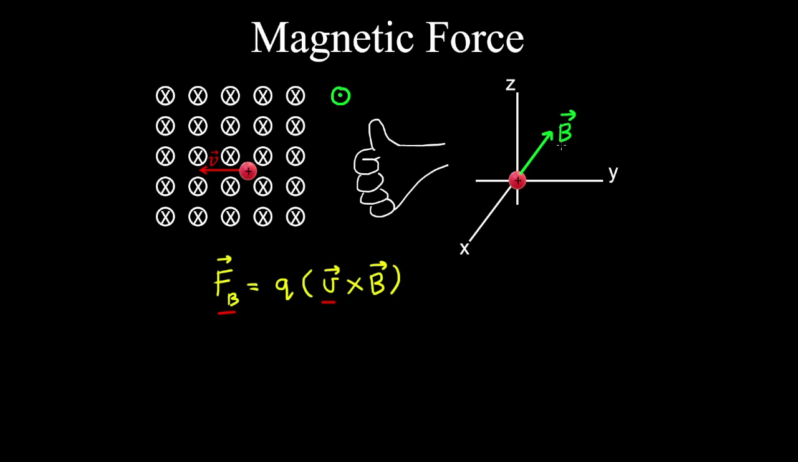So in this case, B goes into the screen, and the charge has a velocity vector along the y-axis. So by the right-hand rule, if you curl your fingers from V to B, you have to flip your right hand upside down, and therefore your thumb points downwards in the direction of the magnetic force.